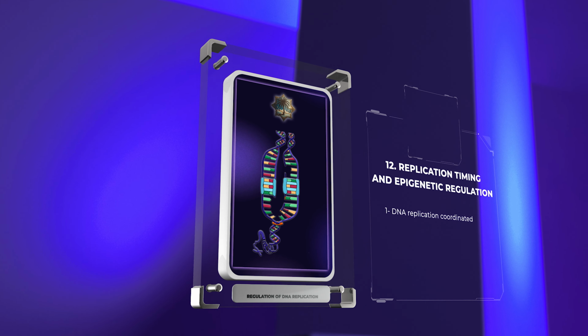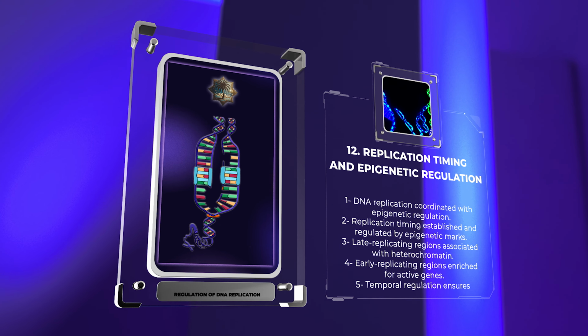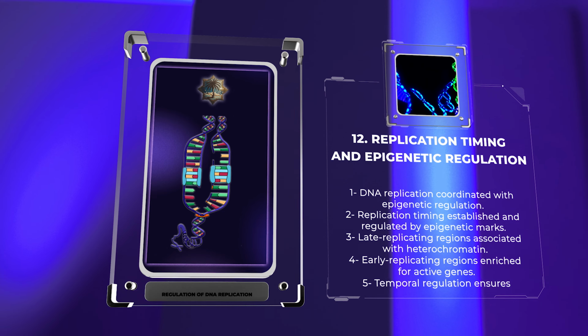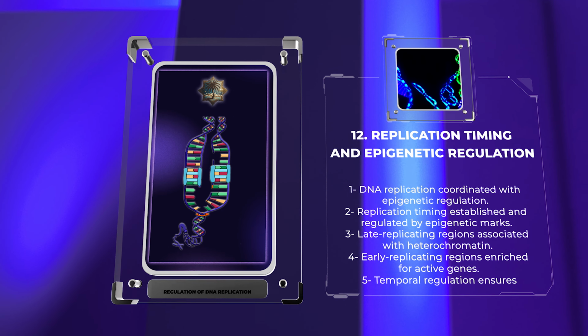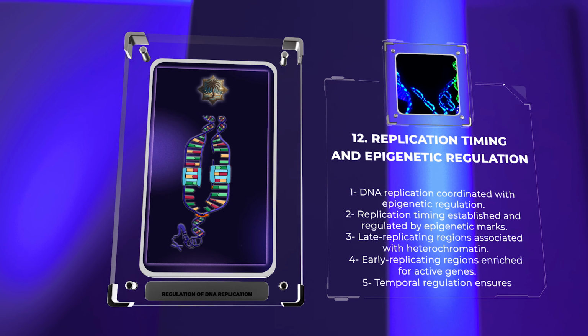DNA replication is a highly coordinated process that is tightly linked to epigenetic regulation. Replication timing refers to the specific timing of DNA replication at different regions of the genome. The replication timing program is established during development and is regulated by epigenetic marks and chromatin structure.